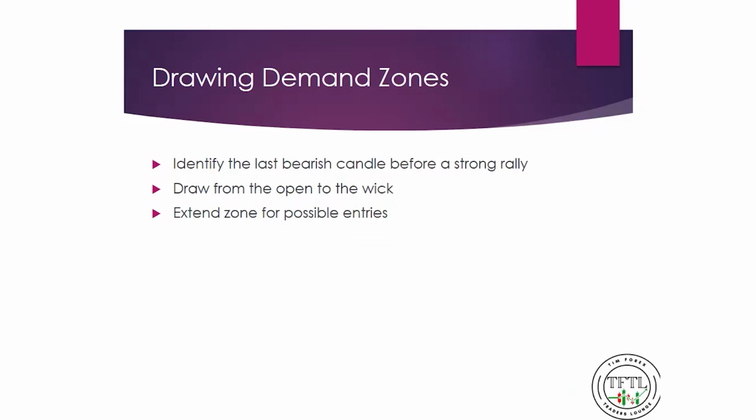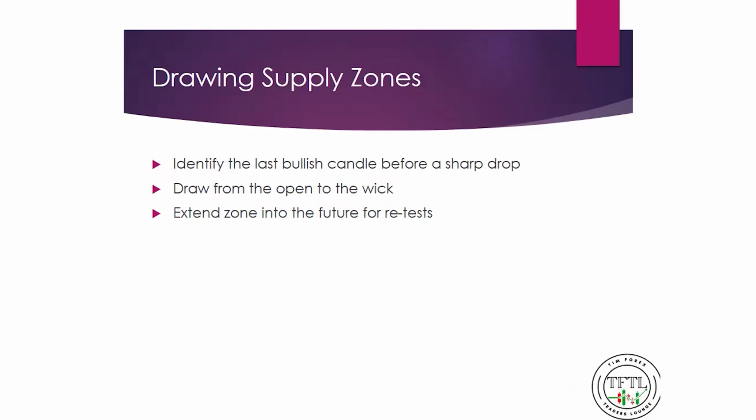All right. So remember, when we talk about order blocks, maybe a bullish order block, we usually identify the last bearish candle. We mark from wick to wick. But for the demand zone, we are identifying the last bearish candle, and then we draw from the open to the wick. All right. From the open to the wick. The same case with the supply zone.